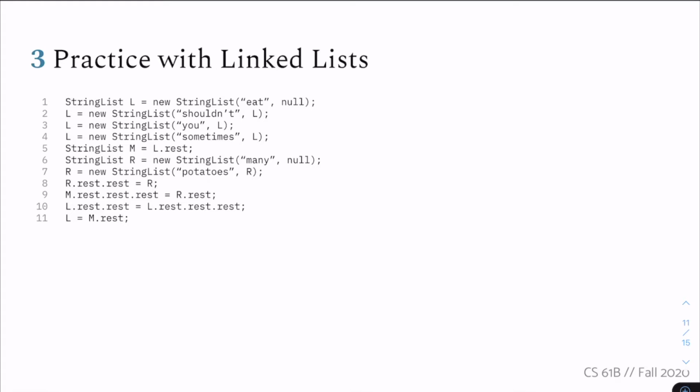Okay, let's get started. So our first line says we create a variable called L, and we point it towards a new string list called eat. So let's create a string list object. We can symbolize that with a box with eat, and then this points nowhere. So L points at that. Next, we get another string list object called shouldn't.